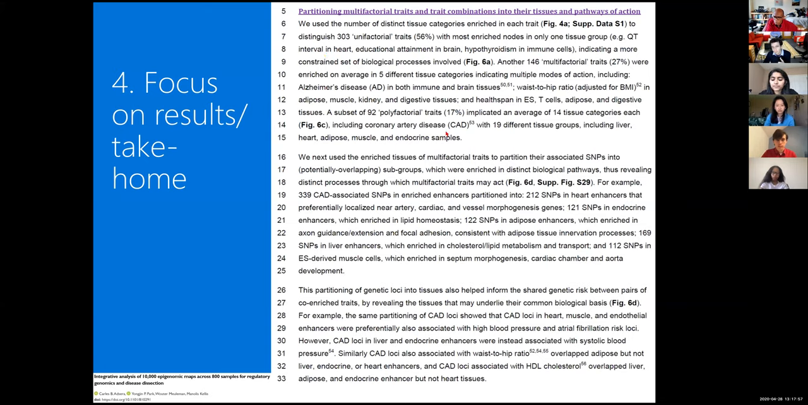So this, in my view, is a better use of your time, because you just go straight through. We next use the enriched tissues or multifactorial traits to partition their associated SNPs into subgroups, which were enriched in distinct biological pathways, thus revealing distinct processes through which multifactorial traits may act. This could have been the last sentence, but it's now at the beginning. And it includes a combination of the analysis, the question, the way that you defined it, and then the conclusion all in one sentence. And if you don't care more, just go to the next paragraph, and so on and so forth. Everybody with me?